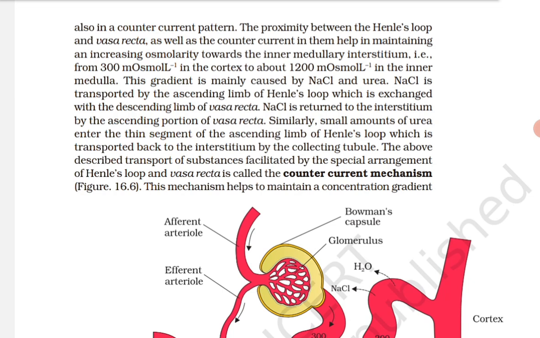Understood? So the next is regulation of kidney function. The functioning of the kidney is efficiently monitored and regulated by the hormonal feedback mechanism involving the hypothalamus, JGA, and to a certain extent the heart. Again I am repeating, it's regulated by hormonal feedback mechanism involving hypothalamus, JGA, and to a certain extent the heart.